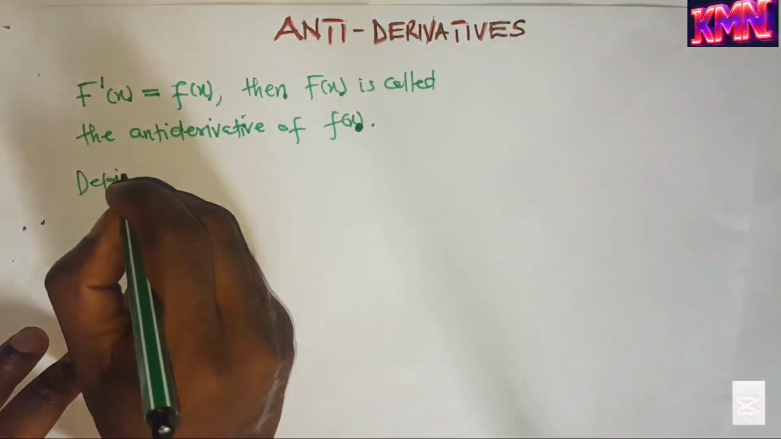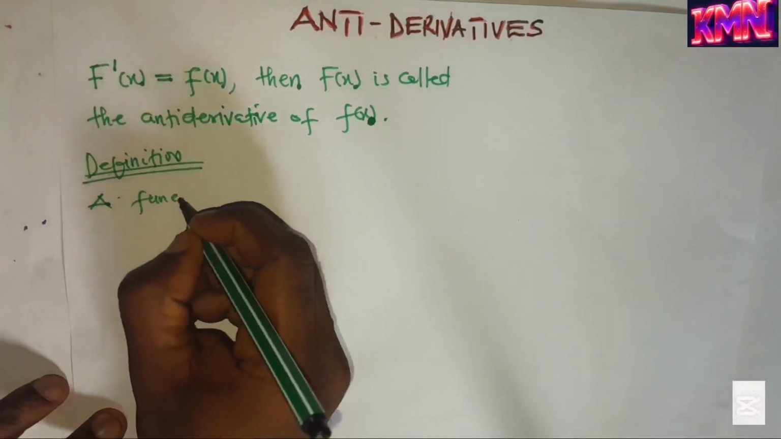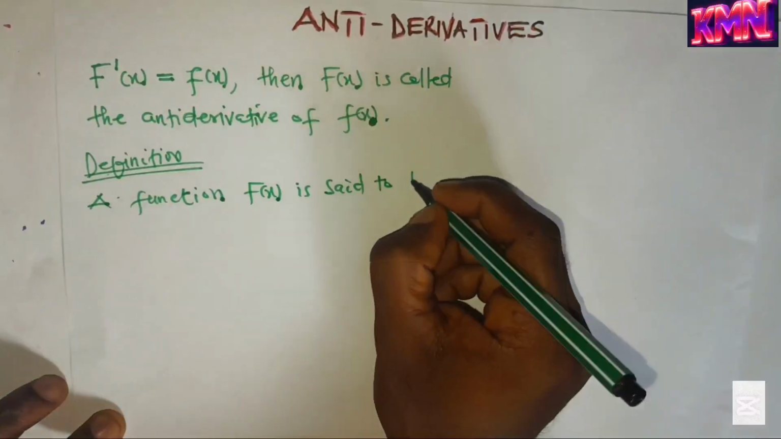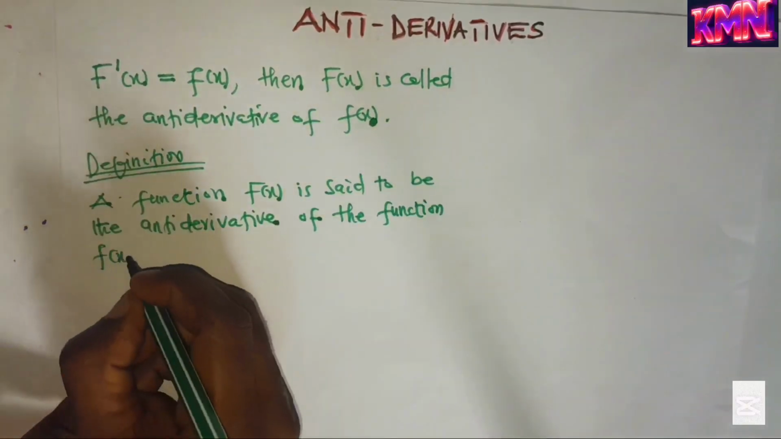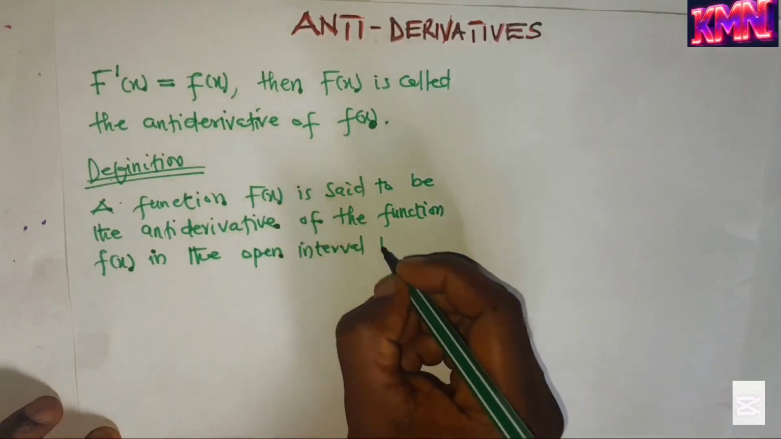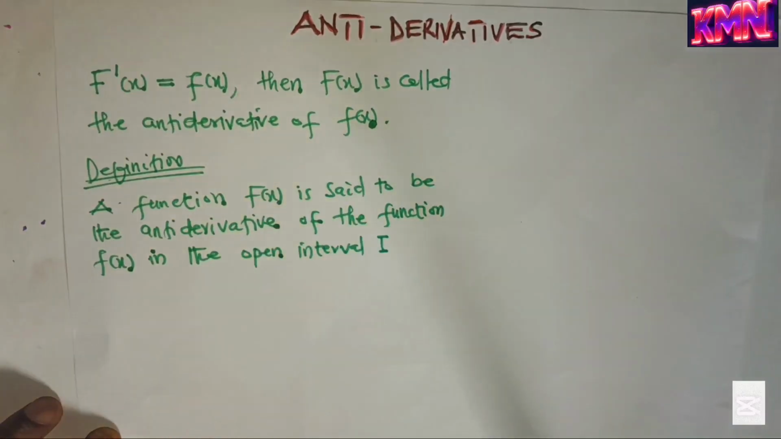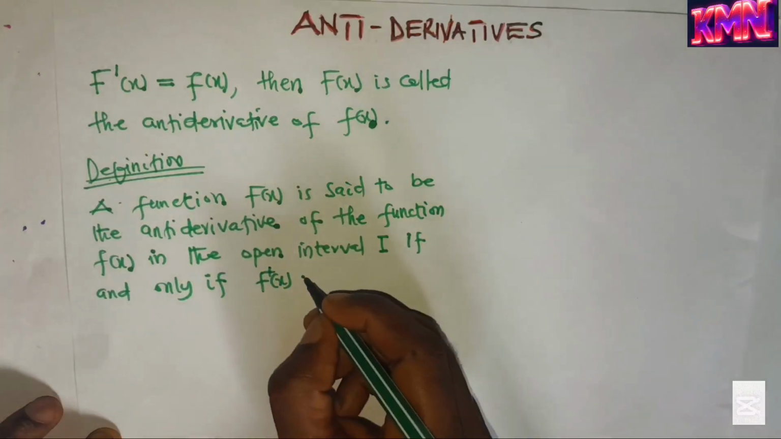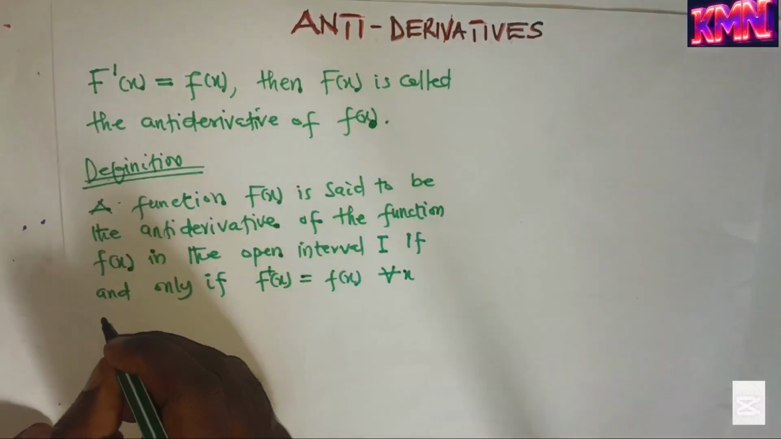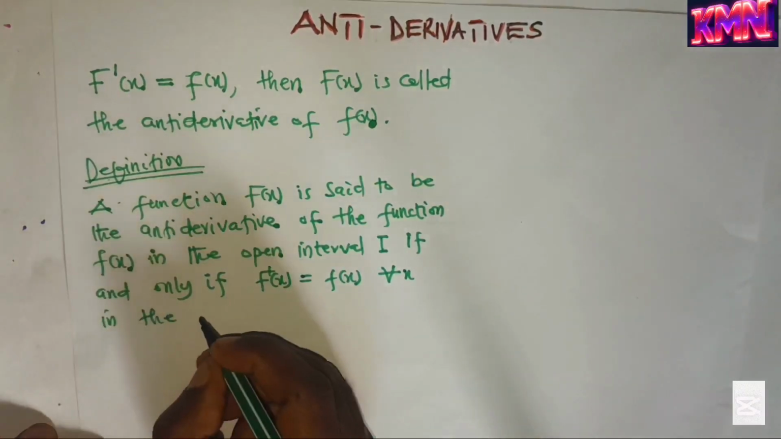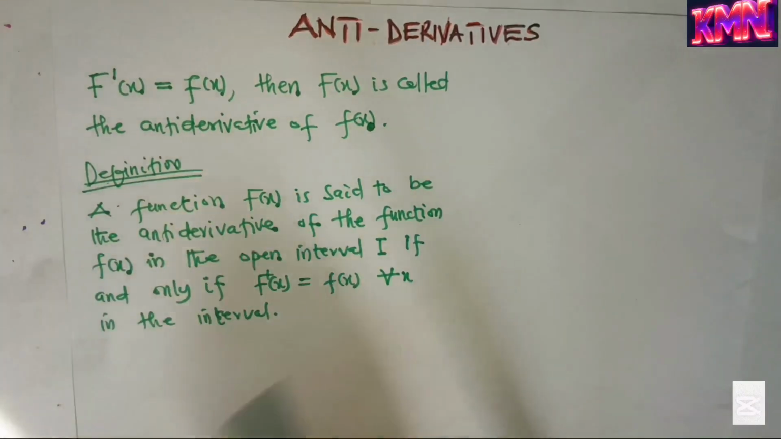Definition: a function big F at x is said to be the antiderivative of the function small f at x in the interval I if and only if big F prime at x equals small f at x for all x in the interval. So this is the definition of antiderivative.